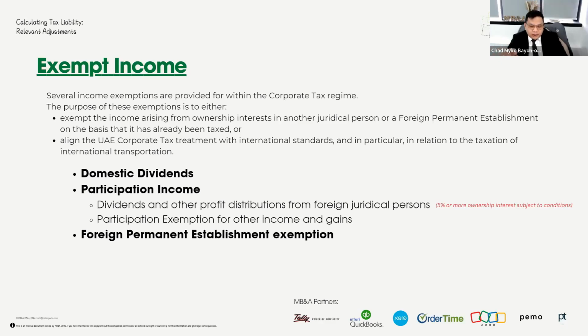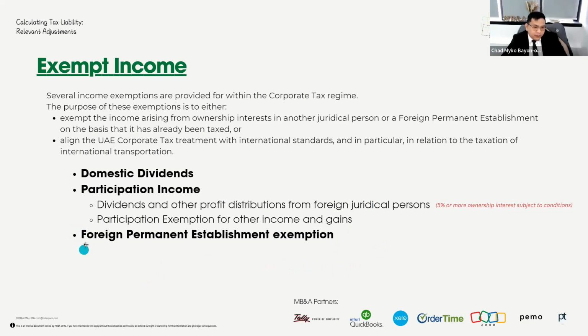One of the requirements is for you to hold this certain asset for a minimum of 12 months. If it has been held for a minimum of 12 months, then the dividends or profit distributions that you have received for this certain income will be exempt from the calculation of your taxable income. Okay. So again, participation exemption for other incomes and gains will be subject to certain conditions as well.